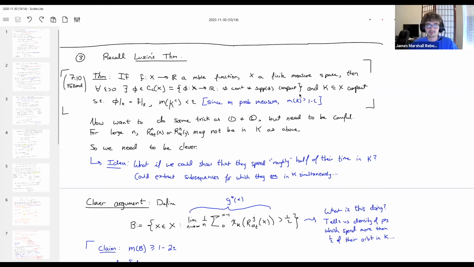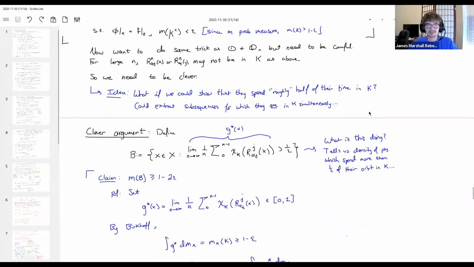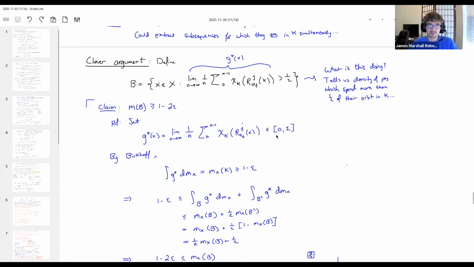And so this is a really clever application of Birkhoff's ergodic theorem. Define the set B to be the set of points such that this G star function is bigger than 1/2, where G star measures on average how often this is in K. The claim is that the measure of this set will be bigger than or equal to 1 minus 2 epsilon. And this is just the ergodic theorem. So set G star to be this. By Birkhoff, we have that the integral of this will be the measure of K, which by Lusin's theorem is bigger than or equal to 1 minus epsilon.